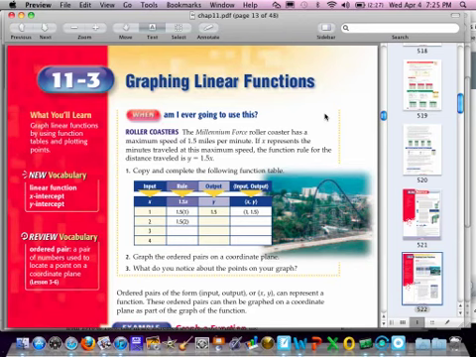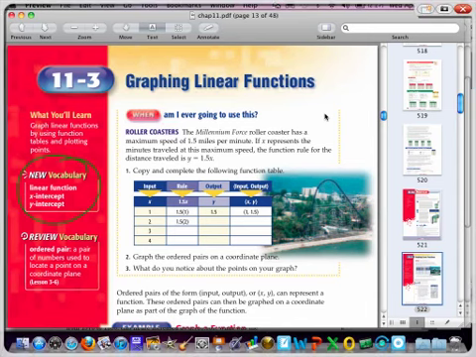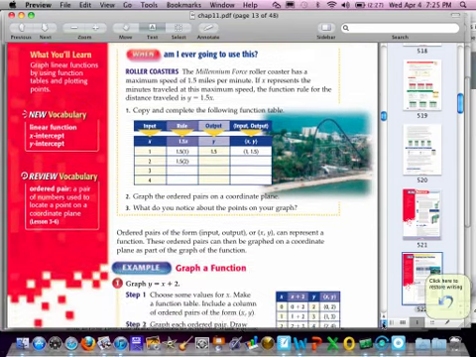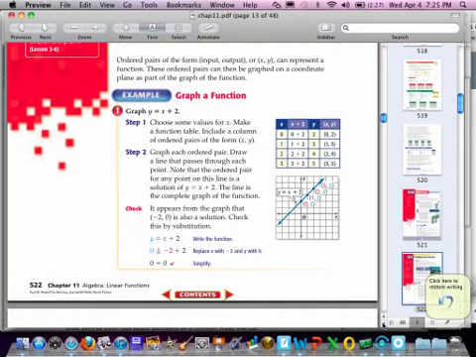All right, we're doing section 11.3, graphing linear functions. Make sure you write down your vocabulary here: linear function, x-intercept, y-intercept. Put those in your notes. Be familiar with those so that you can do those on the vocabulary test later on. And let's start with this first example.